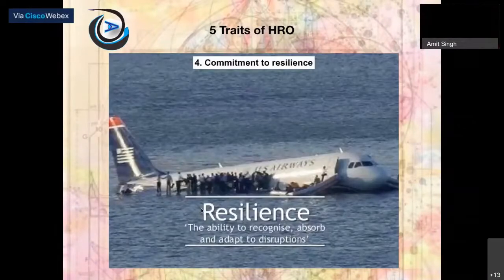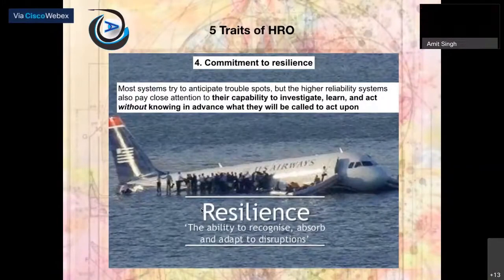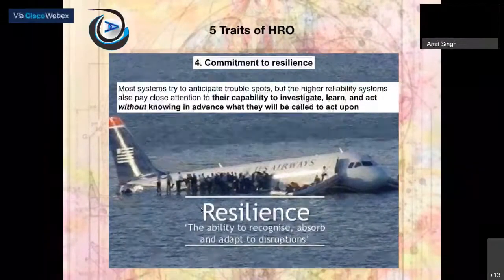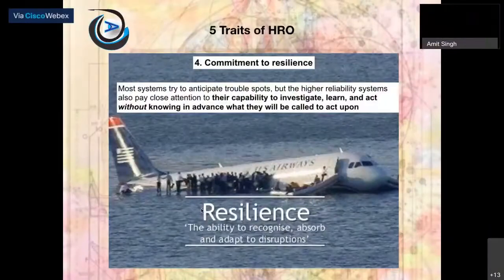Commitment to resilience. Resilience is that if there's a breakdown, how fast you can get back to normal. That is resilience: the ability to recognize, absorb, and adapt to disruptions. Most systems try to anticipate trouble spots, but high reliability systems also pay close attention to their capability to investigate, learn, and act without knowing in advance what they will be called to act upon. So if something happens which is out of the ordinary, you should know that you have a process. If you put the event in the process, it will follow certain steps, and eventually you'll get to know what happened and how best to get back to normalization and investigate at the same time.